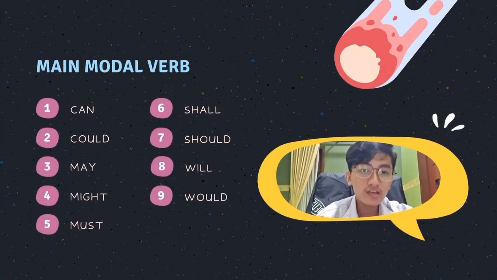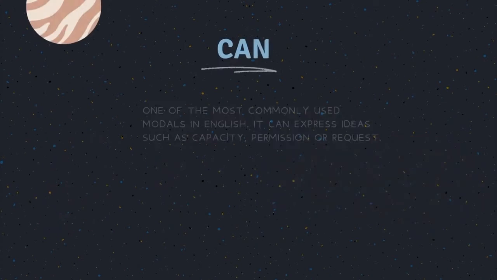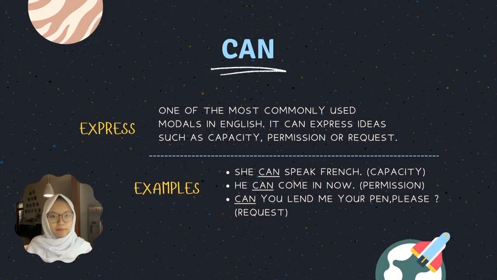Now, I will tell you what the main modal verbs are. First can, second could, third may, fourth might, fifth must, sixth shall, seventh should, eighth will, and the last one is would. Okay, now let's go deeper into the topic.